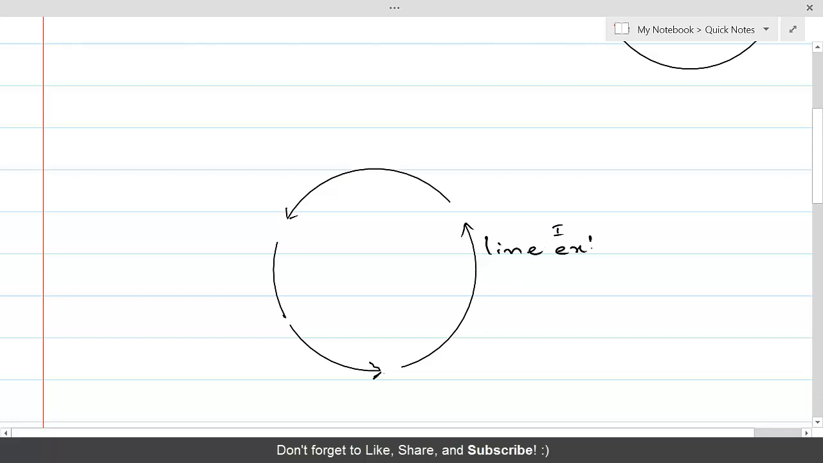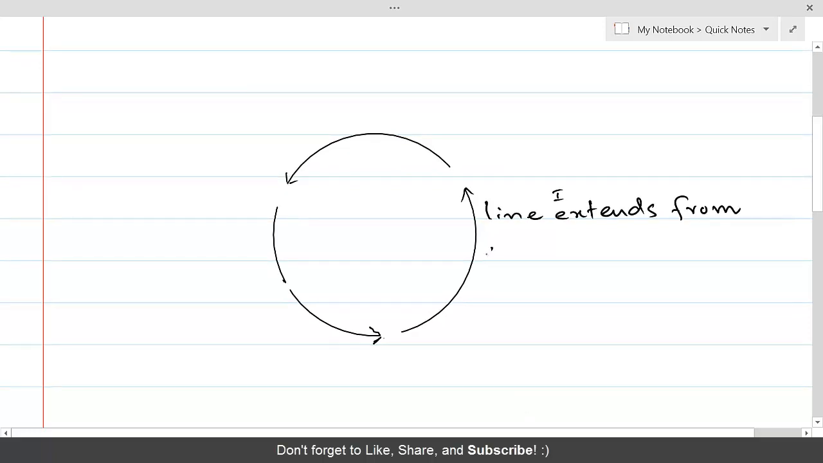extends from the center of the circle, or it contains the center of the circle. That's one thing. Let's call it one.